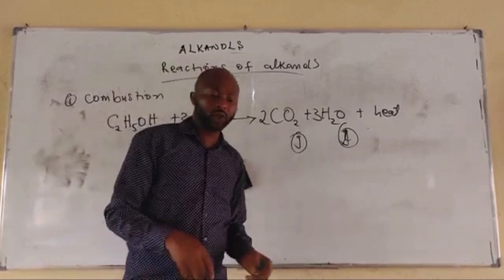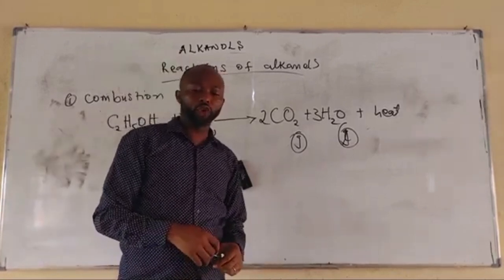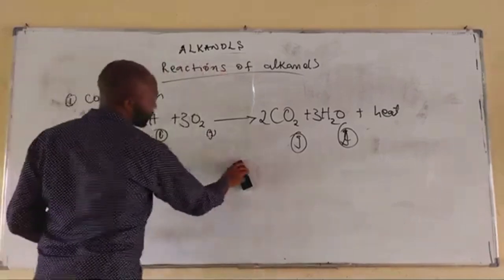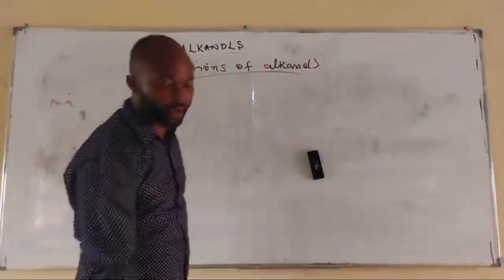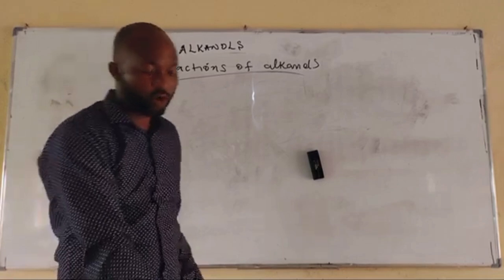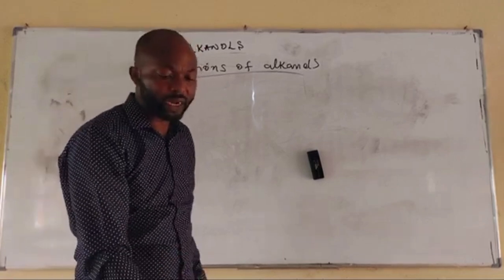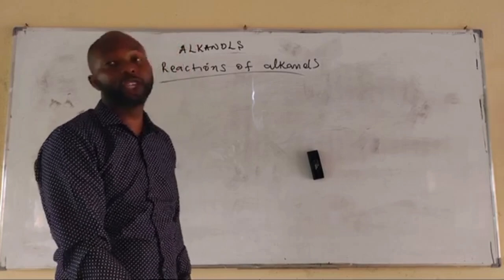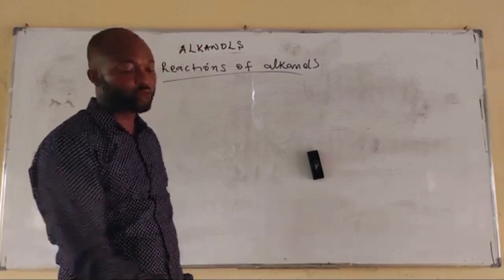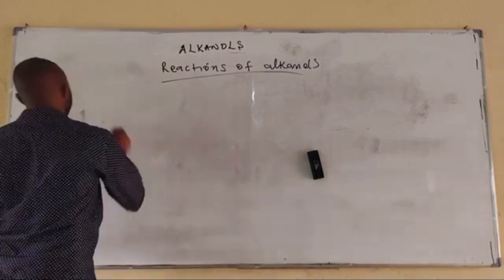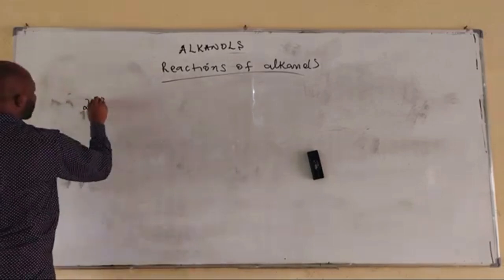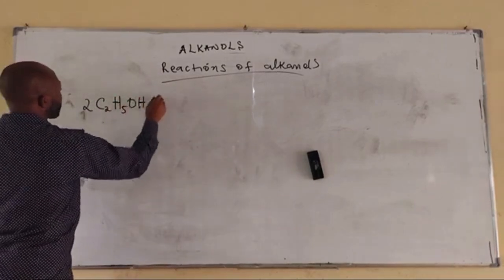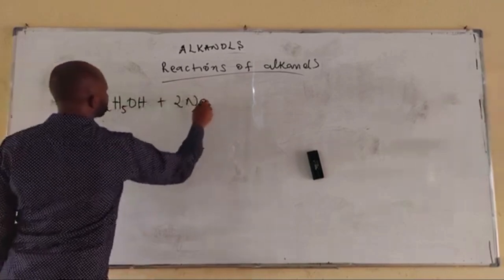Now let us look at another one, reaction with sodium metal. Okay, number 2. The reaction with sodium metal: ethanol will react with metals in group 1 and 2 in the periodic table to liberate hydrogen gas. So let's take 2 moles of ethanol, C2H5OH, plus 2 moles of sodium.